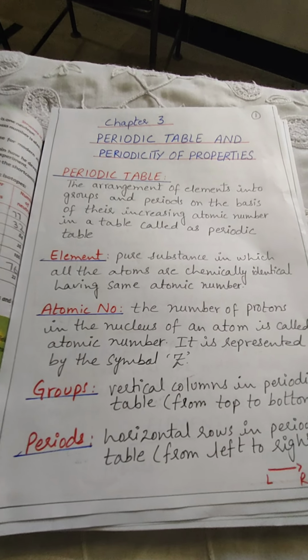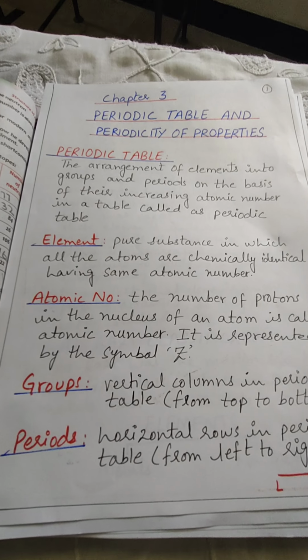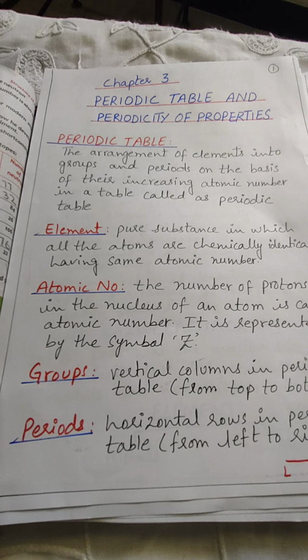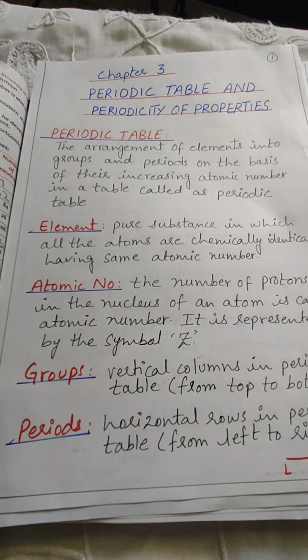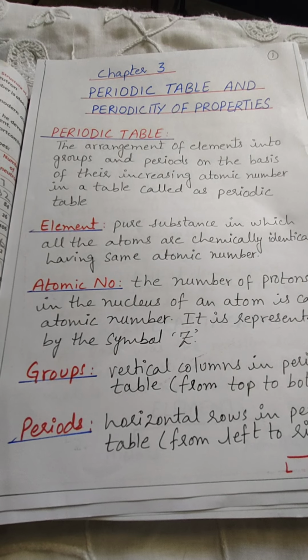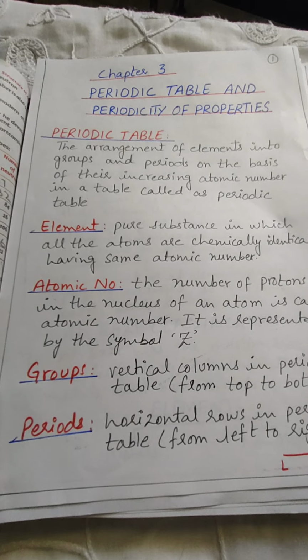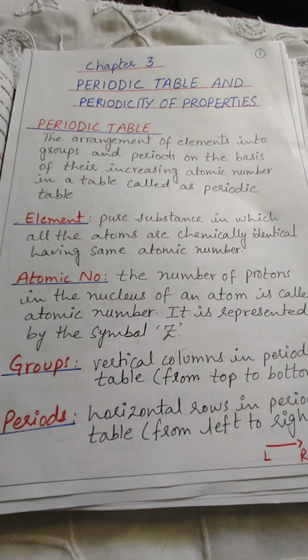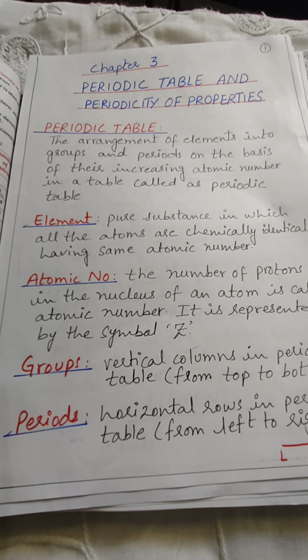The arrangement of elements into groups and periods on the basis of their increasing atomic number in a table is called the periodic table. This is the definition of the periodic table. So the words or terms which are used in the definition, you must know the meaning or the definition of these terms or words. So it is the arrangement of elements.